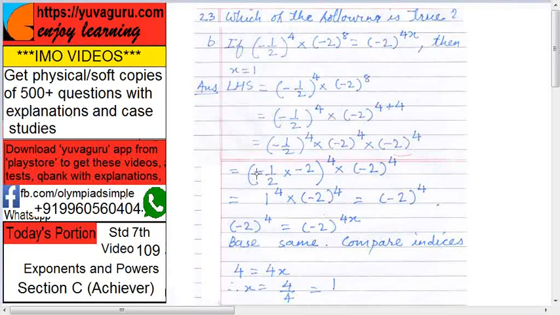Now this minus minus gets cancelled. 2 1 the 2. This becomes 1 raised to 4 into minus 2 raised to 4, right? So 1 raised to 4 is 1. Minus 2 raised to 4, keep it as it is. Don't solve this because you want to equate this with the RHS. So minus 2 raised to 4 equals minus 2 raised to 4x. Bases same, compare the indices. 4 equals 4x, right? Solve this, x equals 1. So the given statement is true, right?